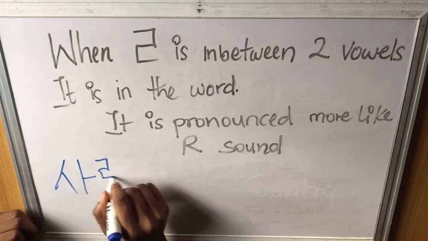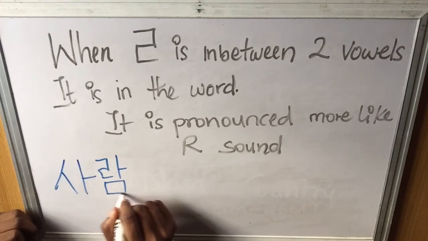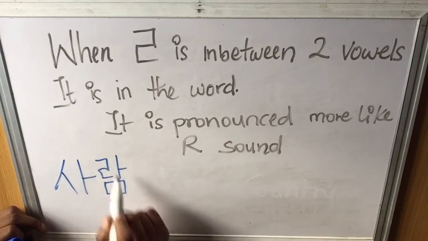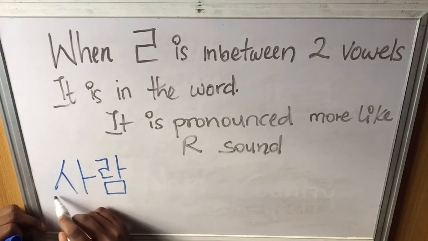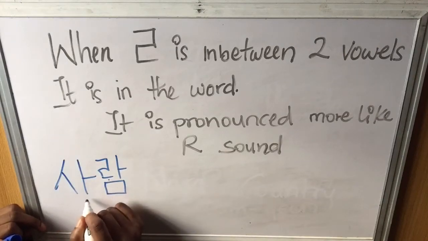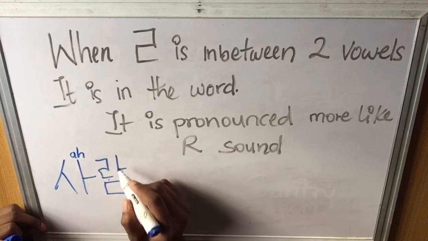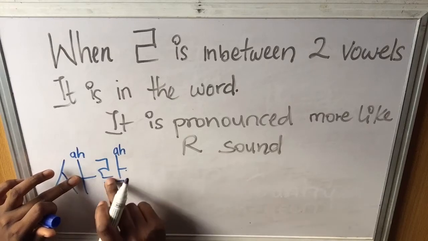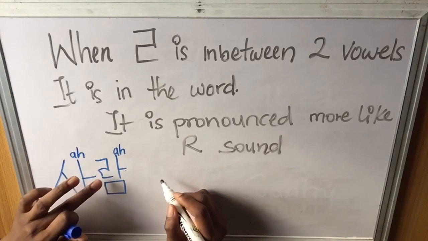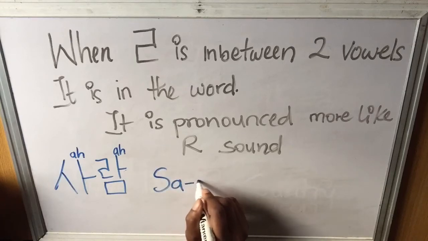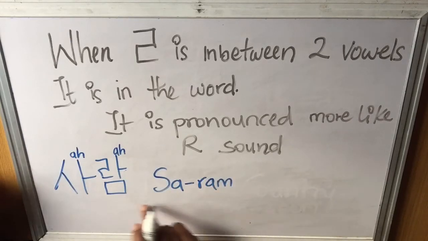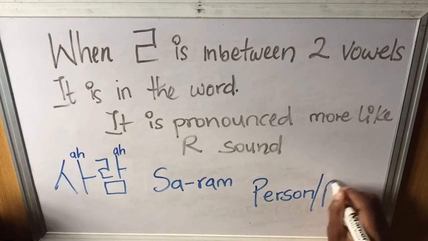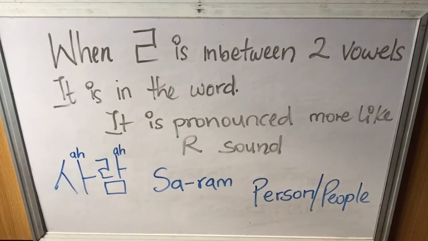Saram. As you guys can see, this is re, and re is in the word. It's not ending the word. It's not starting the word. And again, it's found between a and another a. Two vowels. So we pronounce it as more like an R sound. So we have saram. Saram means person or people.